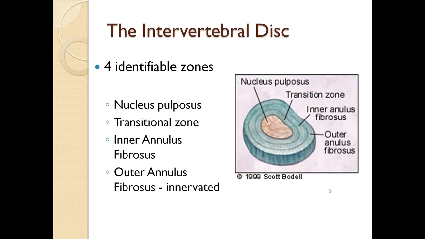Within each intervertebral disc, there are four identifiable zones. There is the nucleus proper, the nucleus pulposus. There is a transitional zone in which it's a very jelly-like substance where the nucleus is a bit firmer. Then there is the inner annulus and then the outer annulus fibrosus. The outer annulus fibrosus is the only section of the intervertebral disc that is actually innervated. So this is the only section that will actually give us any pain of any sort.